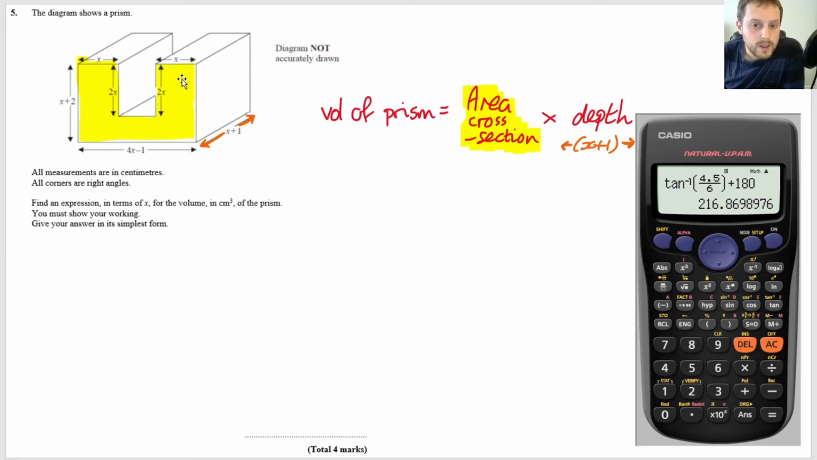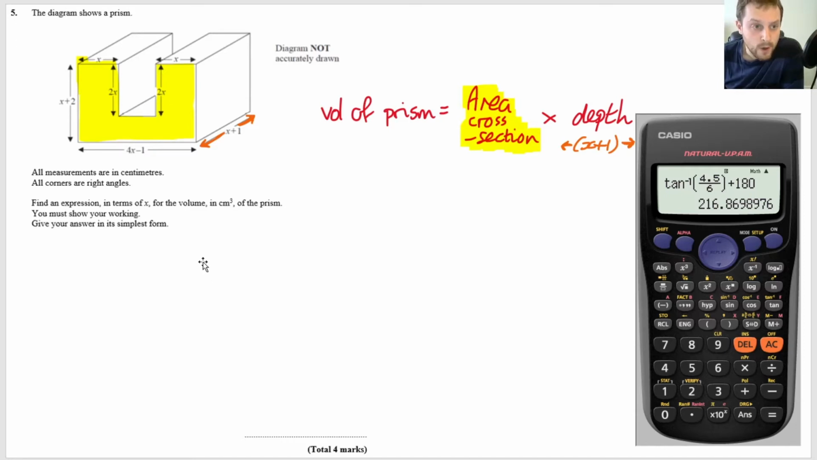So what we've got is, we've got this funny compound shape with a bunch of x's and stuff. We've got the depth of the prism. We need to work out this yellow area. Of course, it's going to have a bunch of x's and stuff in it. That's fine. We okay with that. And then whatever this area is, we'll then times it by x plus 1. And this will be the volume of the prism.